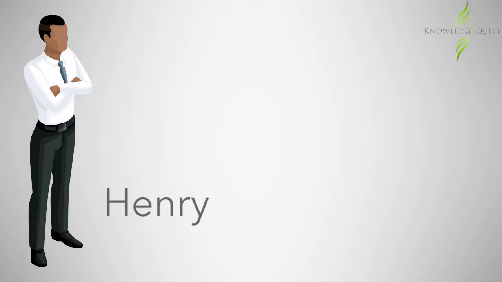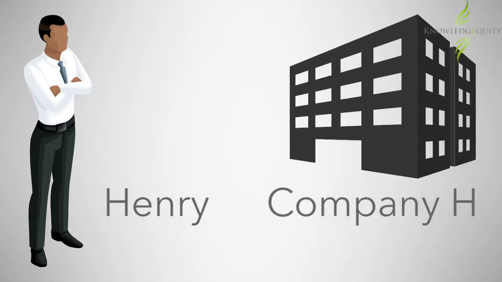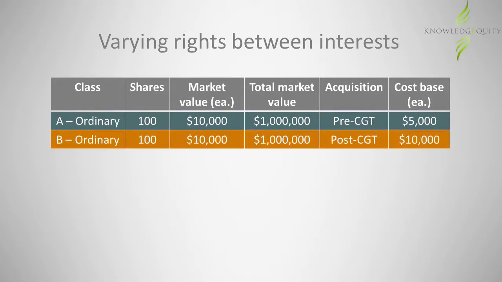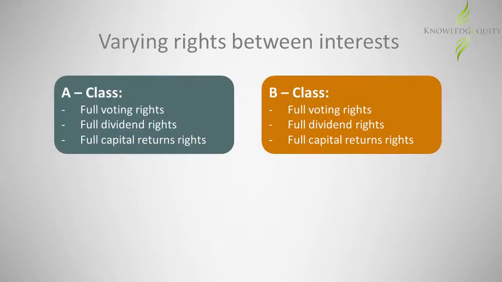Henry has the controlling interest in Company H, which has two classes of shares of equal market value: A class ordinary shares acquired as pre-CGT assets, and B class ordinary shares acquired as post-CGT assets. Henry, as the controller, causes Company H to vary the rights attached to the B class shares, such that they no longer have any voting rights and only limited rights to participate in dividends and capital returns.